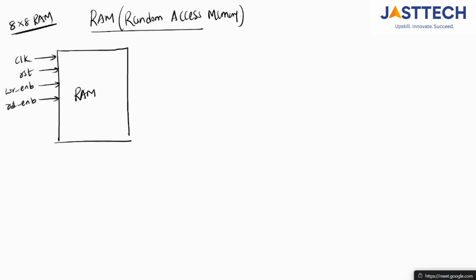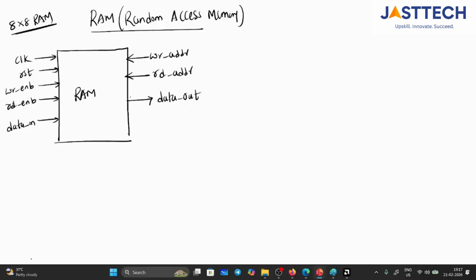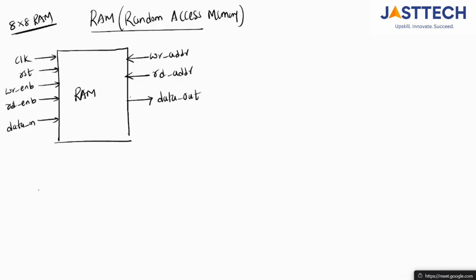Okay, and next you have data underscore in. And you have write address. This is input only, here I am writing write address, and next you have read address. Okay, read address, and next output is data underscore out. So here if you observe this, how many bits is this?